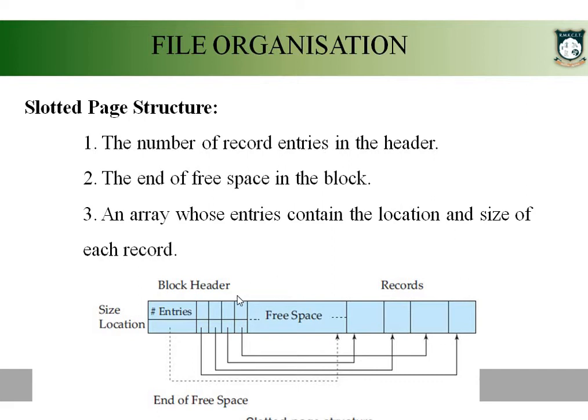Okay, in the block header in turn you will have 3 parts. You will have the number of records, and also the location of the last free space. Then you will have an array of index records, and each index record will have the memory consumed by the particular record, and the reference to the actual record, right? Now I think it is clear for you, right?